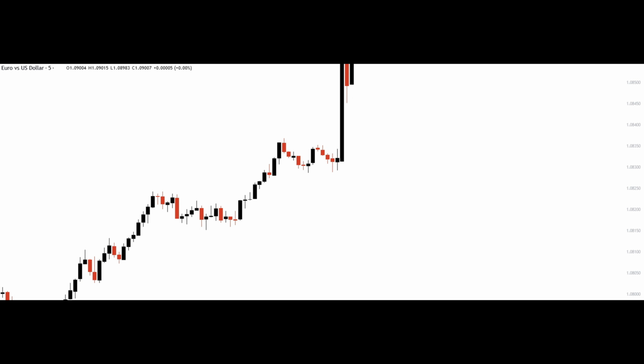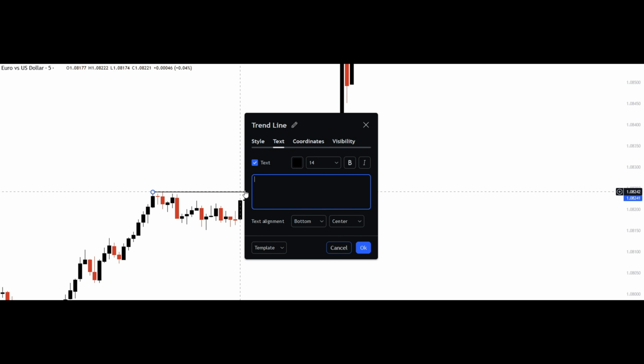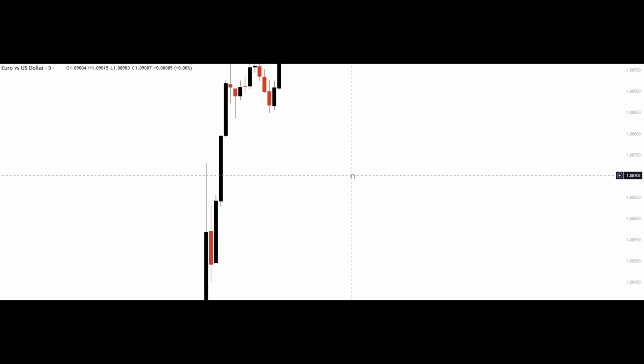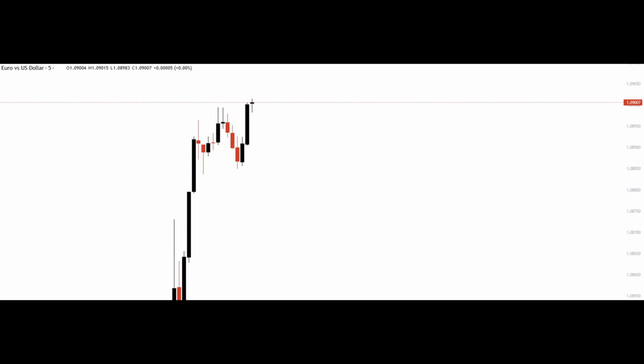Let's run another backtest. This is the euro against the US dollar in the 5-minute time frame. At first glance, we are able to see that this is an uptrend with external bullish breaks of structure and price making swing higher highs. So let's see the upcoming price action.